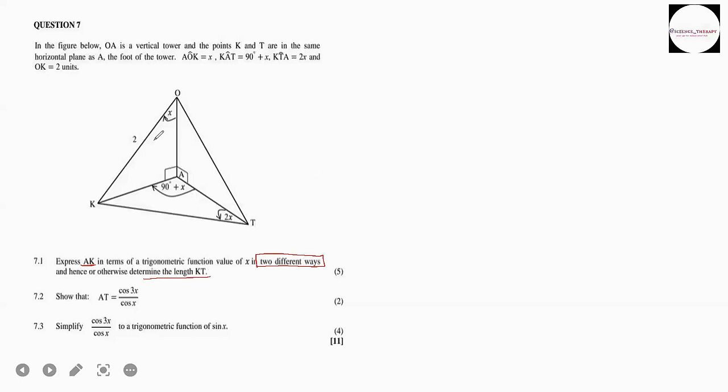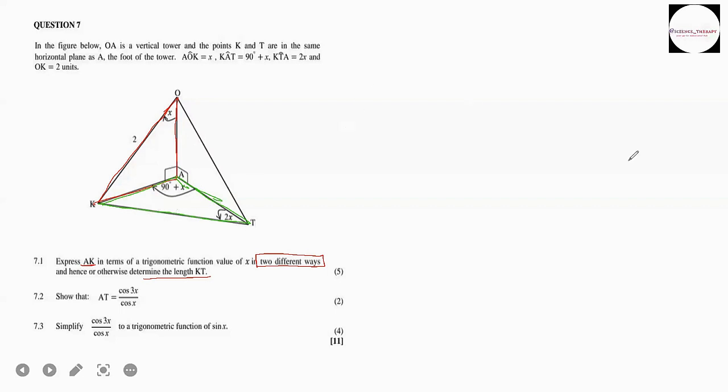Now, I want you to look at this. AK exists in this triangle, which we can name OKA, but AK again exists in this other triangle here, which is KAT. Remember, the strategy that I gave you is to always look for that common side and try to express that common side as the subject of the formula. In 7.1, they're hinting to that strategy, telling you that that is the strategy that works.